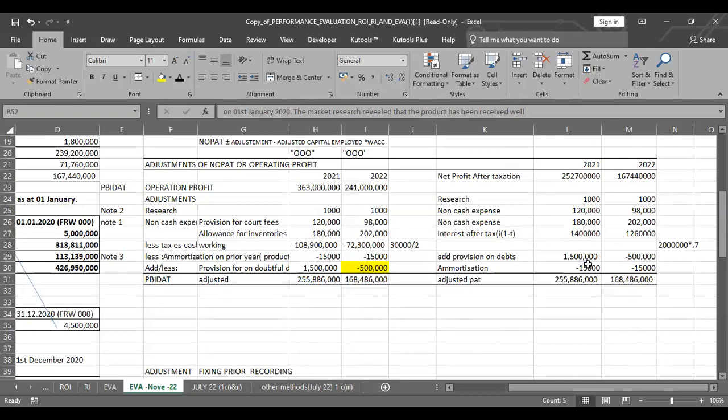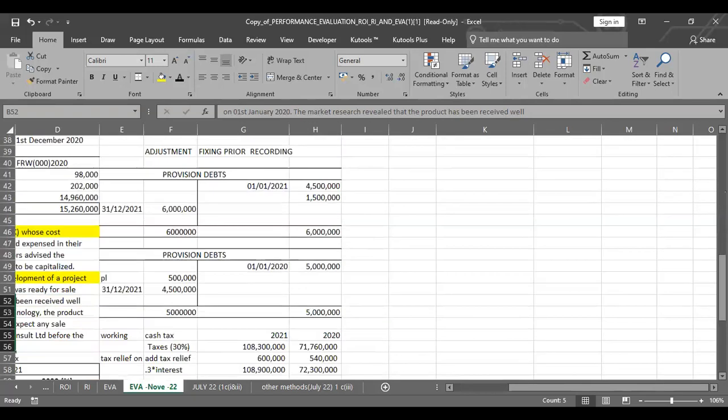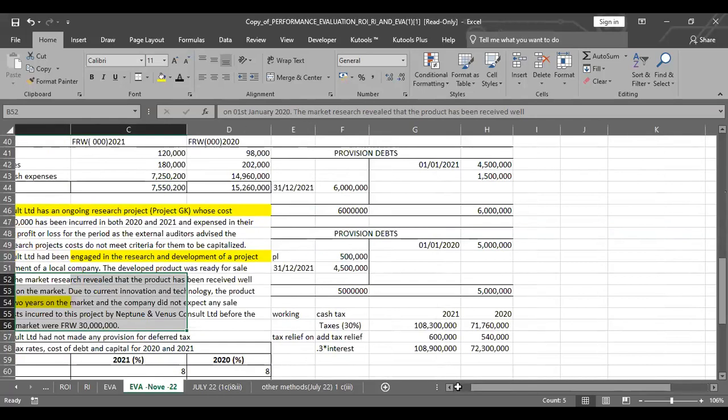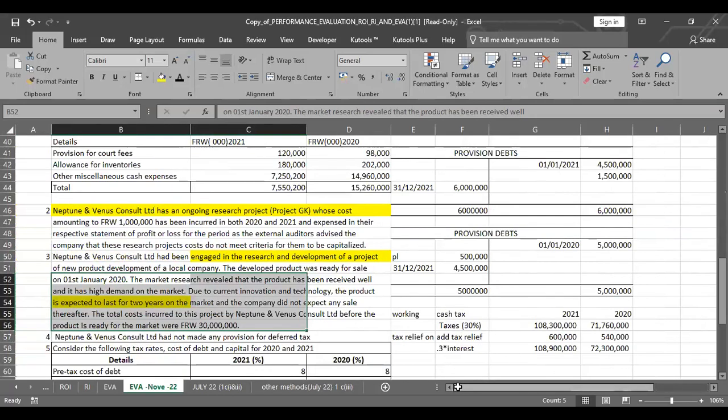But from my point, why they gave additional information is that they wanted you to deal with it, and to deal with it means there was something which I'm explaining here. They capitalized it only and never expensed it, and that's why I need to do that.